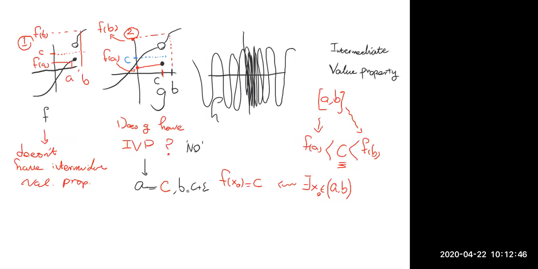There is no point x naught. Remember, the intermediate value property says there should be a point x naught in this interval, in the blue interval. As you can see, in this interval, there is no intersection between this line and the graph of the function. It doesn't matter that it has intersection somewhere else. The property says in the interval A to B, and we can see here there is no point in this interval such that its f is equal to C. So G also doesn't have the intermediate value property.